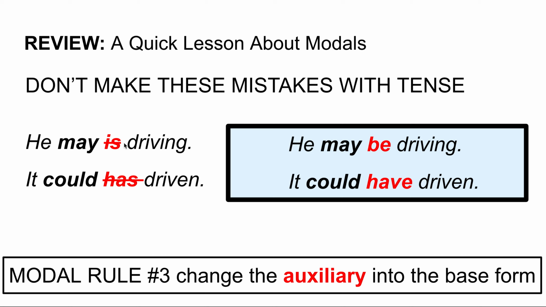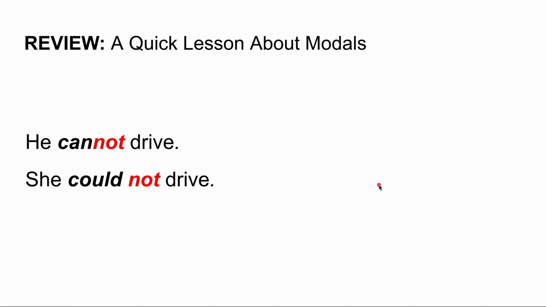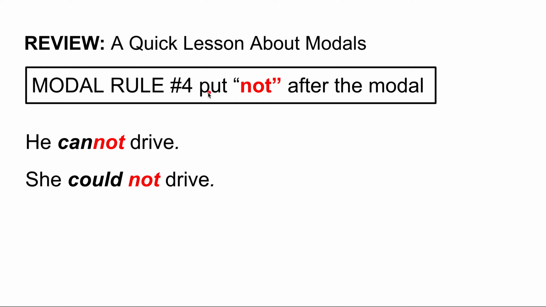Change the auxiliary into the base form. So instead of is, be; instead of has, have. Moving forward, modal rule number four is to put not after the modal. So he cannot drive and she could not drive.